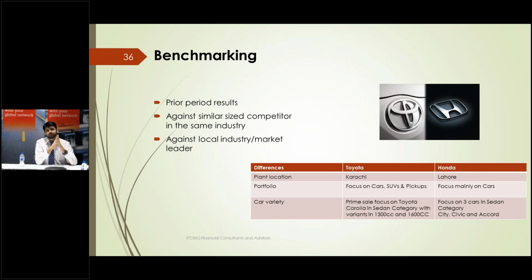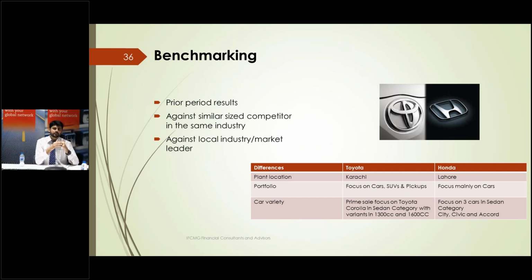The second factor we have considered is the product portfolio. Toyota has tried to diversify its product portfolio. It has cars, SUVs, and pickups, whereas Honda's main focus is primarily on cars. Honda has three main cars that are currently widely available in the market: City, Civic, and Accord, which are 1300cc, 1800cc, and I believe 2400cc. So they have mid-level, luxury level, and high luxury level.